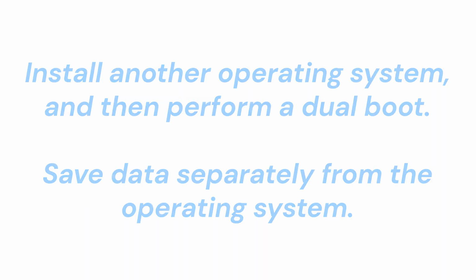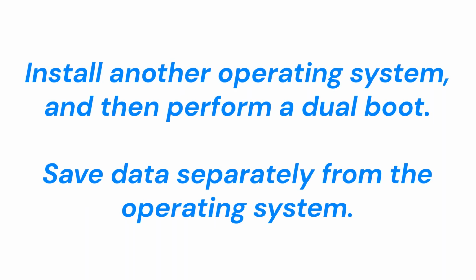Windows allows you to resize a volume by using the shrink volume or extend volume options within the provided disk tools. You can shrink existing volumes to create additional unallocated space to use for data or apps on a new volume. On the new volume, you can install another operating system and then perform a dual boot. Save data separately from the operating system.